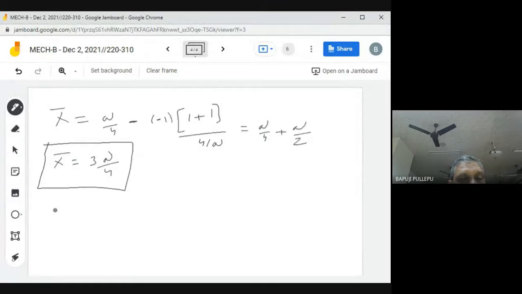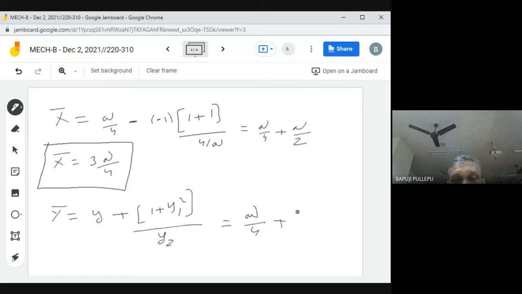Then the y bar formula is what? y bar is equal to y plus (1 plus y1 square) whole power, divided by y2. Same story. y is equal to a by 4 plus 2 divided by 4 by a. Correct? 2 divided by 4 by a, this is again a by 2. I'm skipping the steps. This is also the same story, 3a by 4. Clear? Copy down fast.